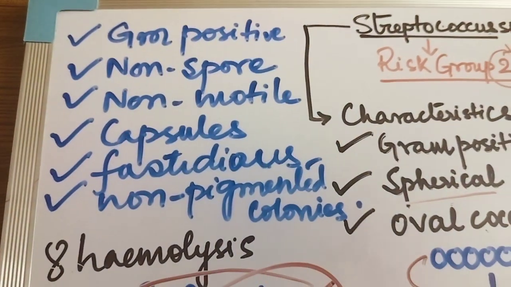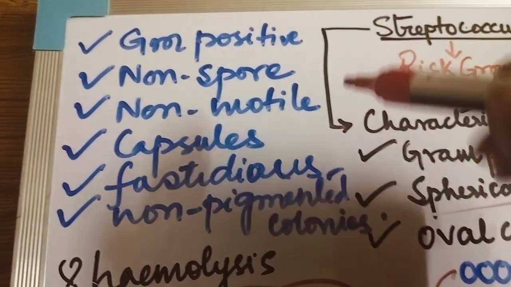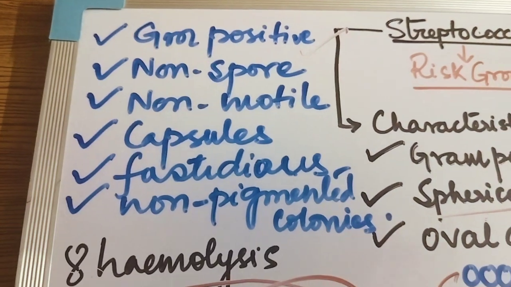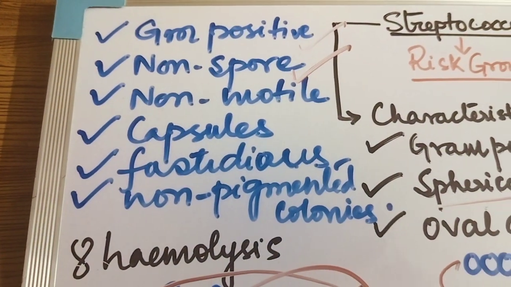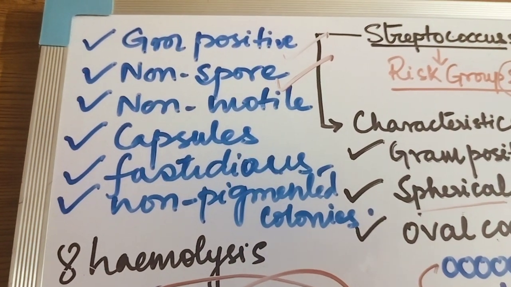Moving on to some other important characteristics of Streptococcus species. The first is Gram positive, which I have already discussed. Next is non-spore forming. Non-spore forming means they do not form any kind of spore.